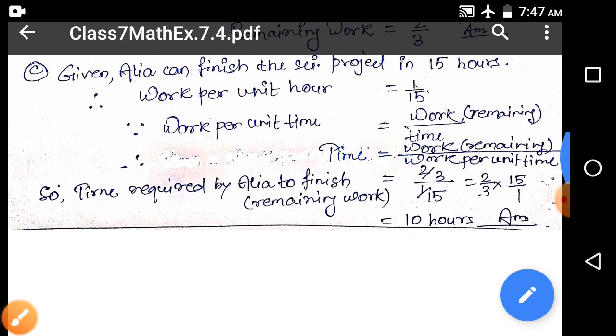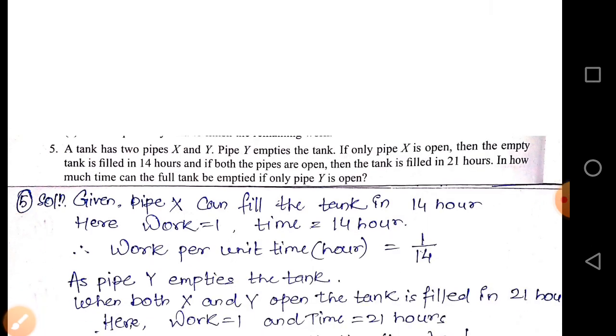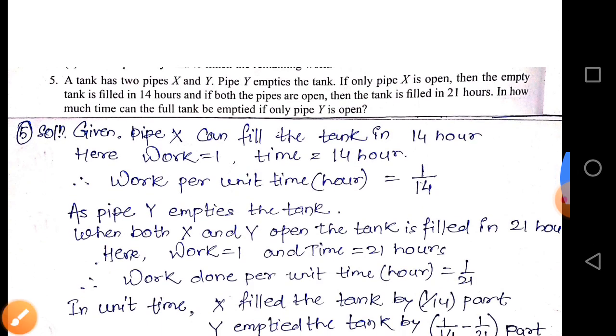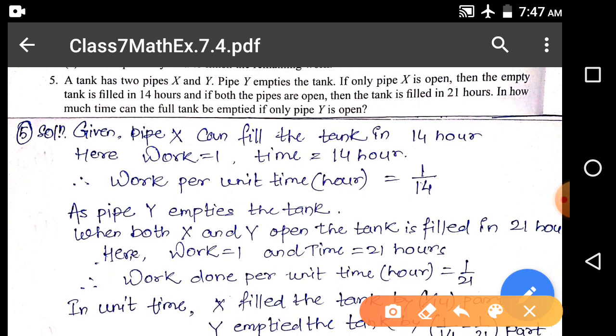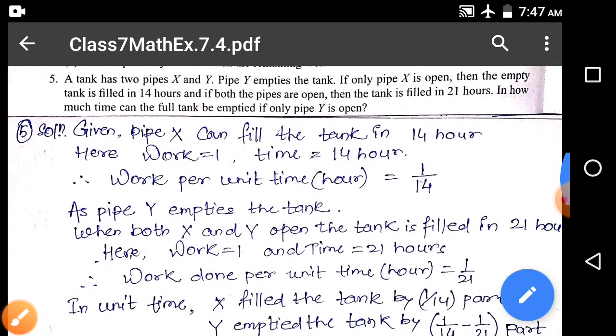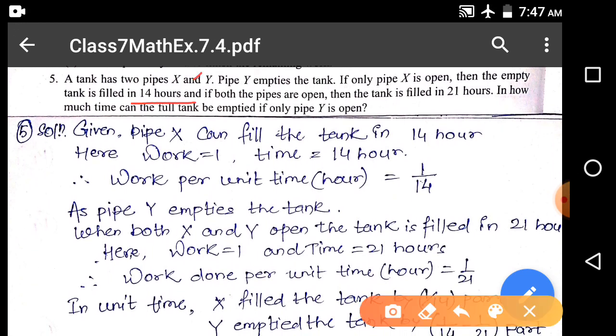Now go to the next question. In question 5 we have a tank with two pipes, X and Y. Y empties the tank. If only pipe X is open, then the empty tank is filled in 14 hours. So from that much we have the information that X is the pipe that fills the tank, whereas Y is the pipe that empties the tank.